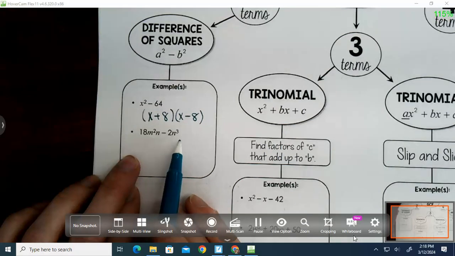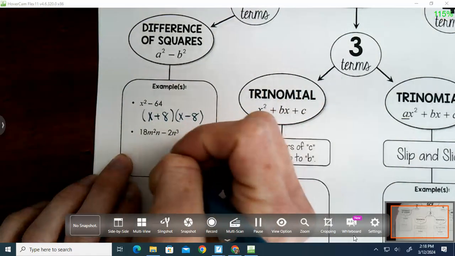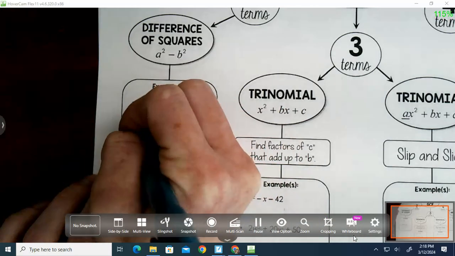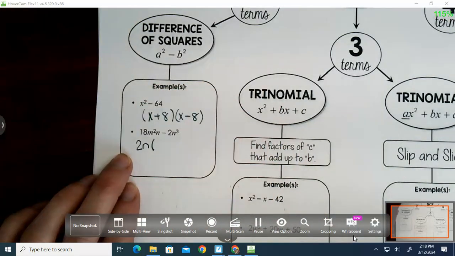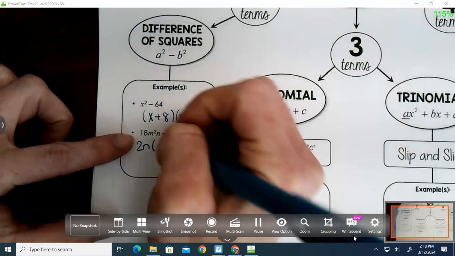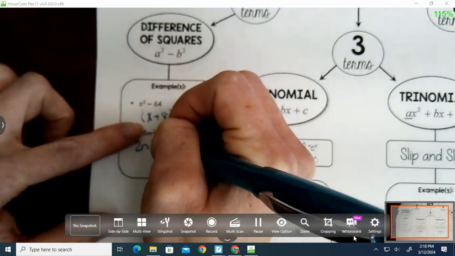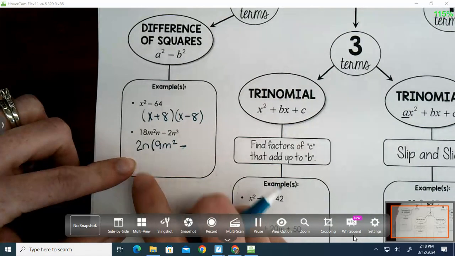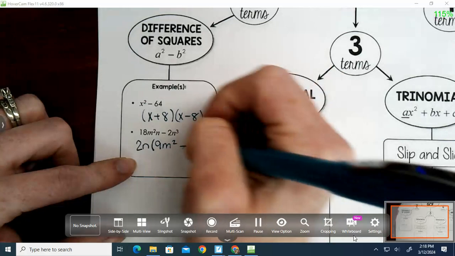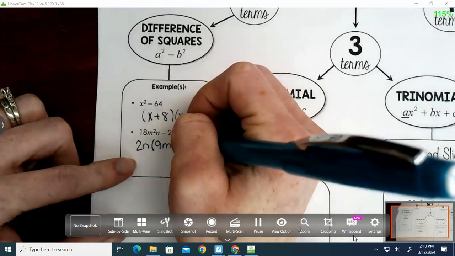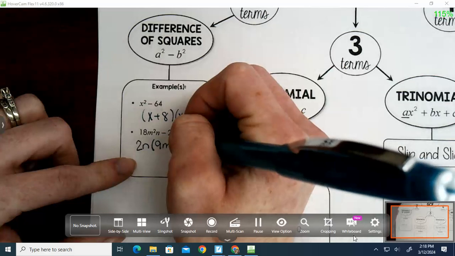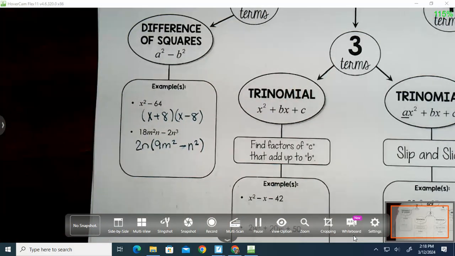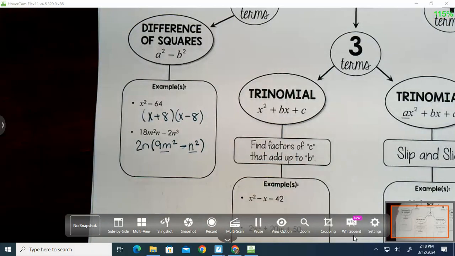Okay, the second one. Do we have a greatest common factor? 2 and n. So we take out that 2n. Now when we take it out, it doesn't disappear, it just comes out in front. So 18 divided by 2 is 9. We have m squared, we took out the n, so that's gone. 2n cubed, if I take out 2n, what are we left with? 1n to the squared, yep. So whether or not you write the 1, it doesn't matter, but you have to make sure you have your square.